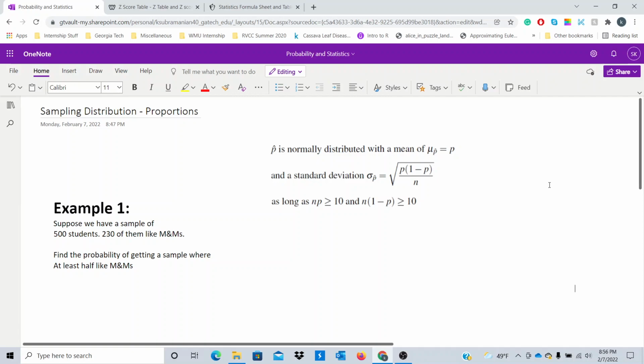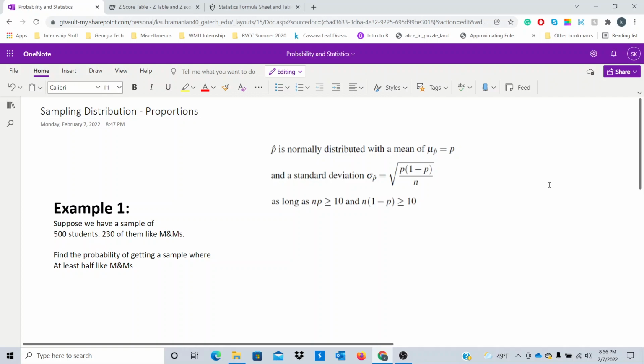So today in this video, we're going to be continuing our discussion of the sampling distribution concept. In the previous video, we talked about sampling distribution for means, and we went through some example problems of using the sampling distribution to estimate probabilities. Today we're going to continue that talk, but we're going to focus on sample proportions.